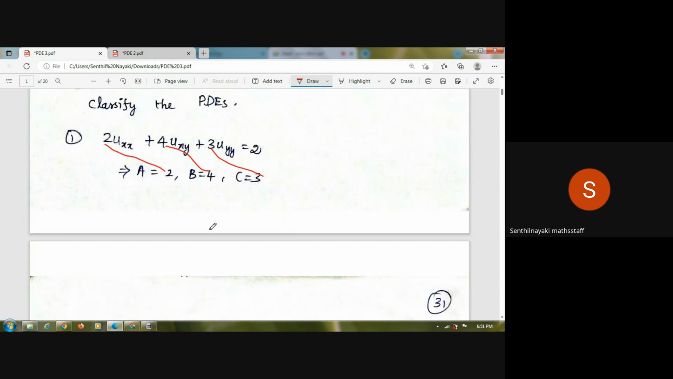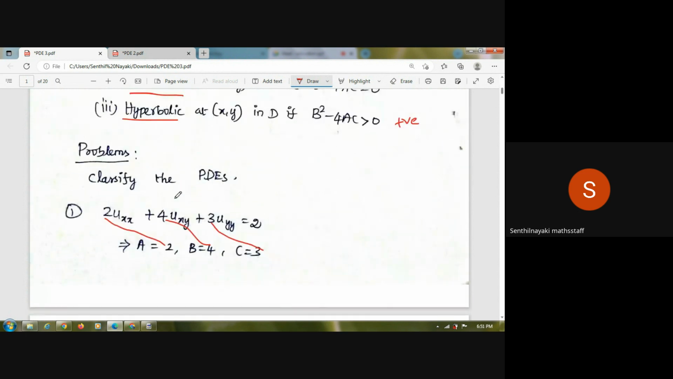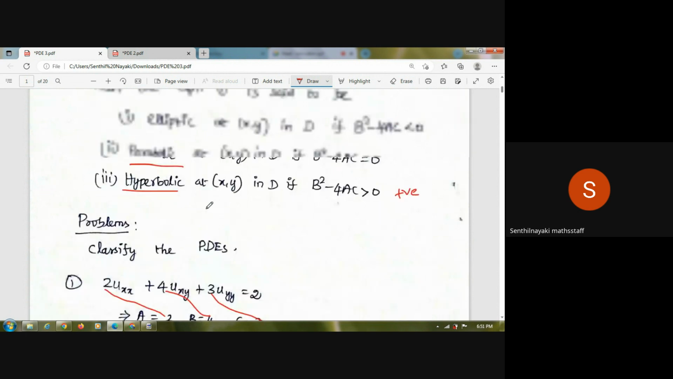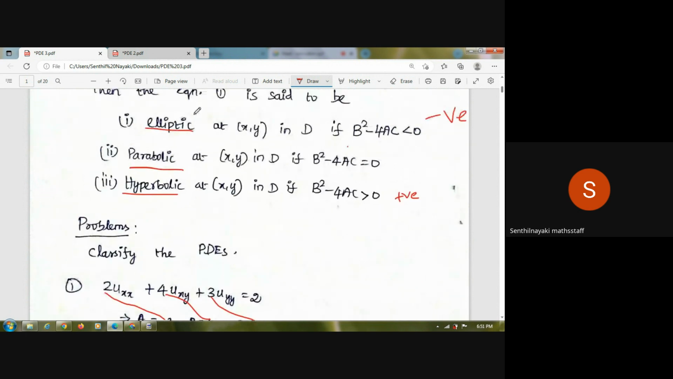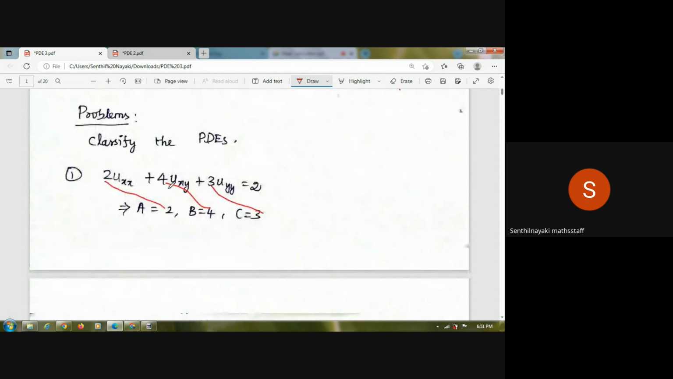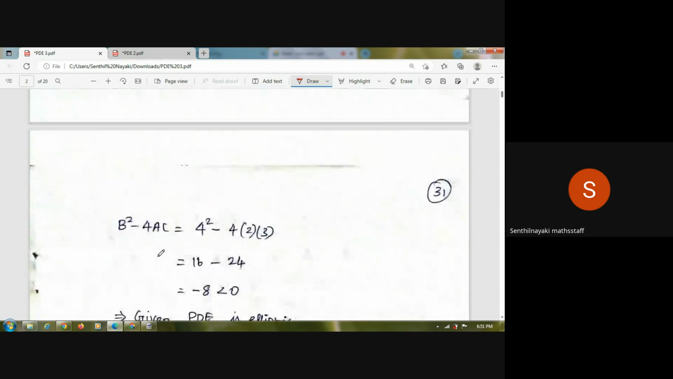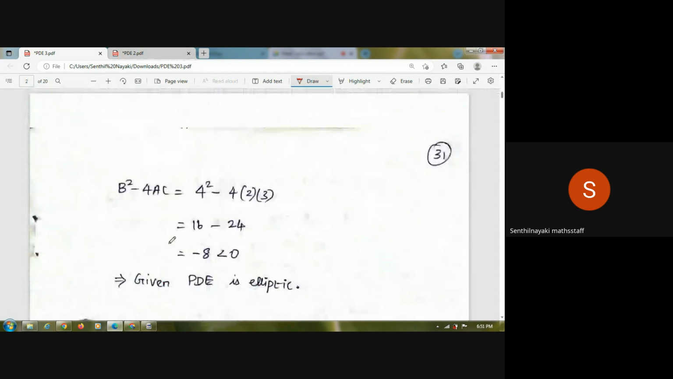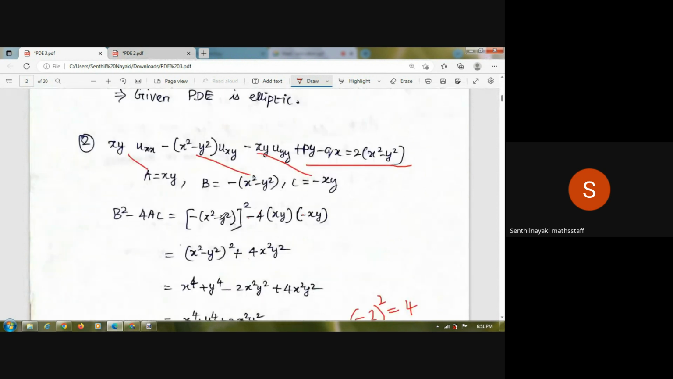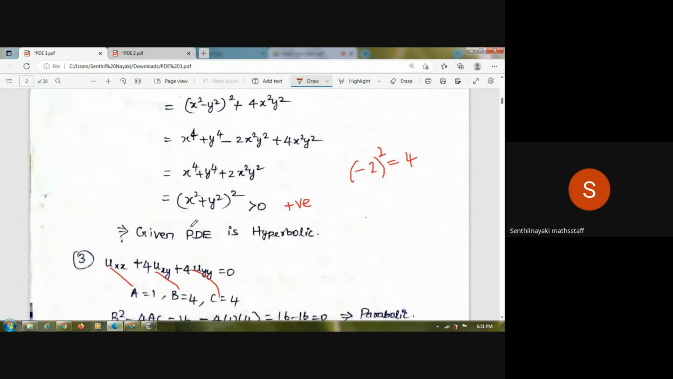So here I have taken 3 problems. These 3 problems give these 3 types of PDEs. That's why I am considering these 3 problems particularly. So the first problem is an example for elliptic type of PDE. The second problem is an example for hyperbolic type of PDE.